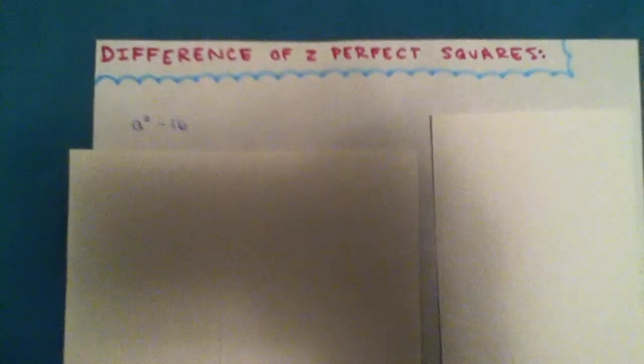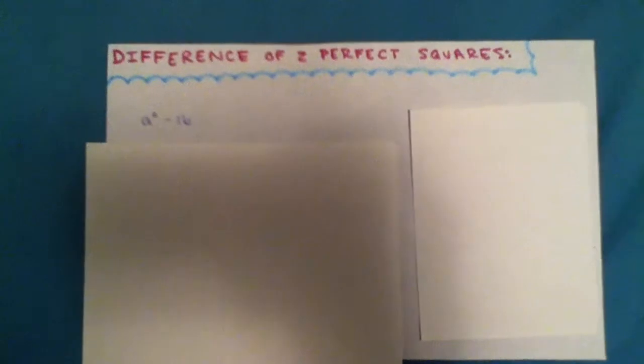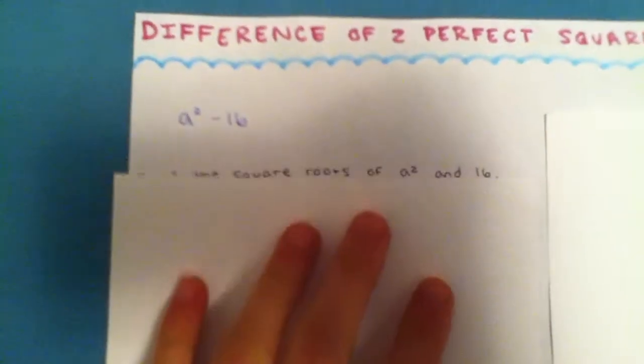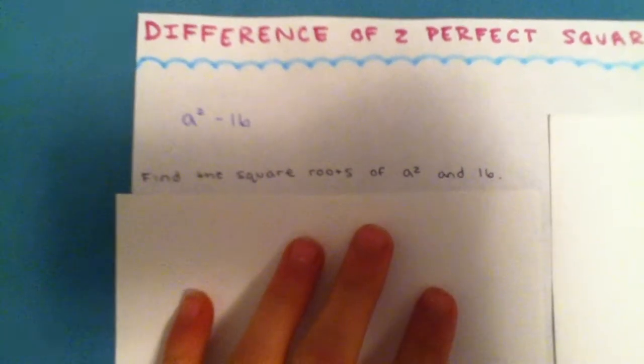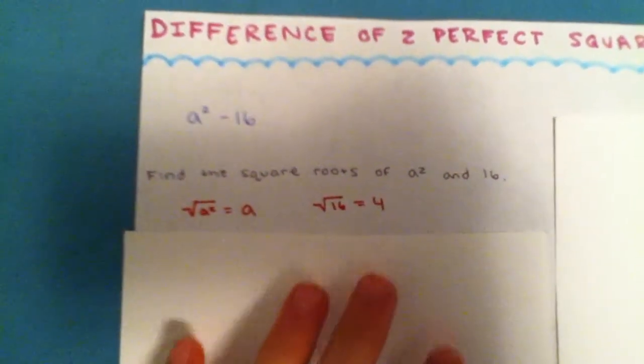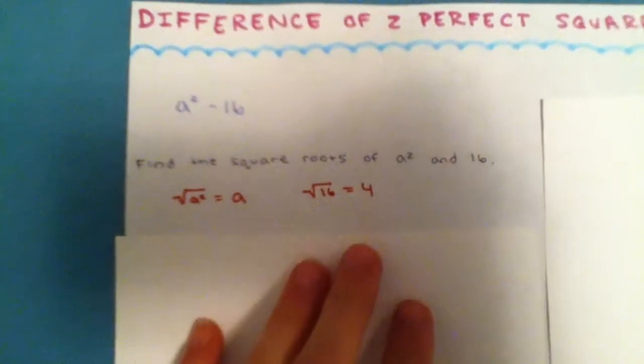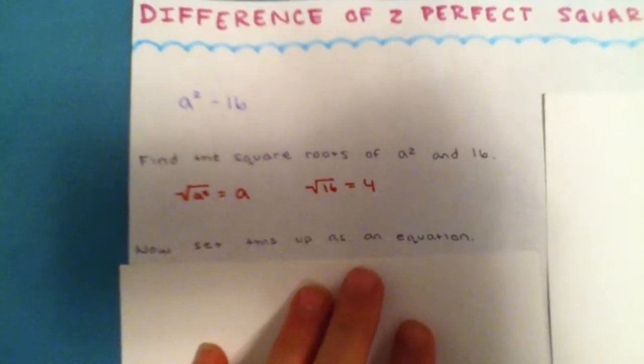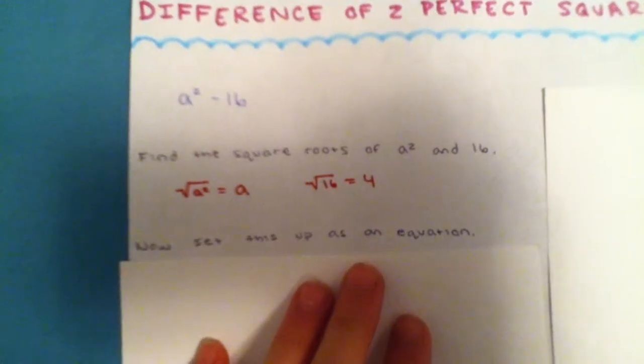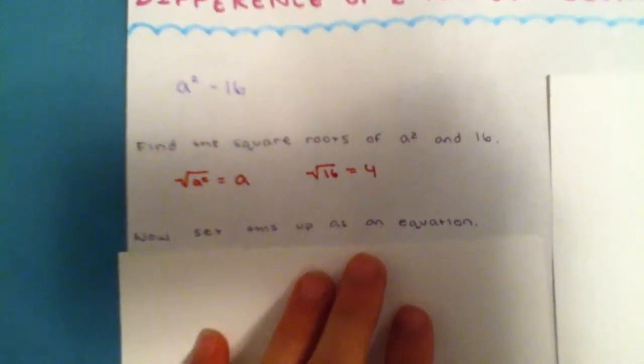Our last expression involves the difference of two perfect squares. So we have a squared minus 16. What we're going to do is find the square roots of a squared and 16. The square root of a squared equals a, and the square root of 16 is 4. Now we need to set this up as an equation. We'll use the exact same equation as the easy case quadratic trinomial.